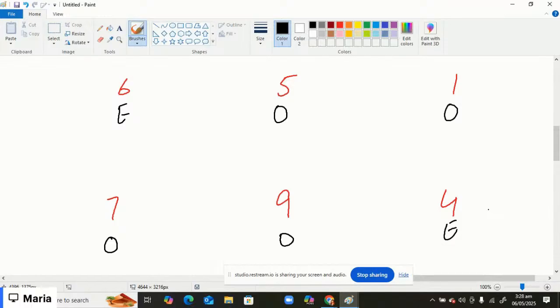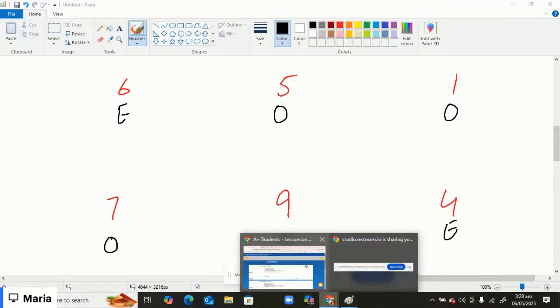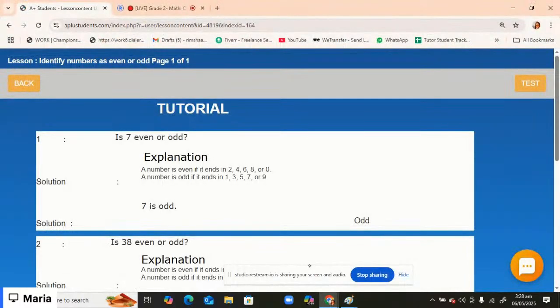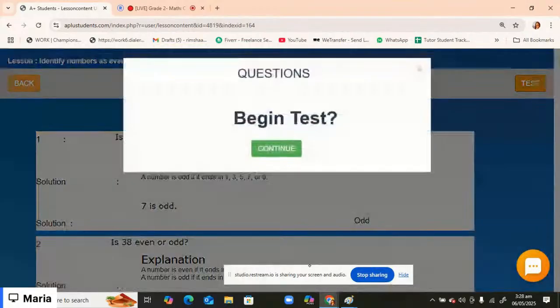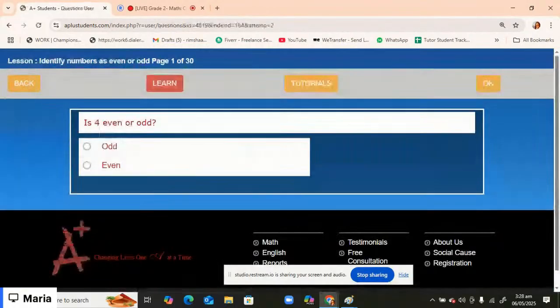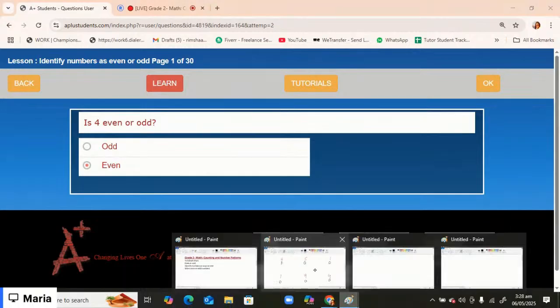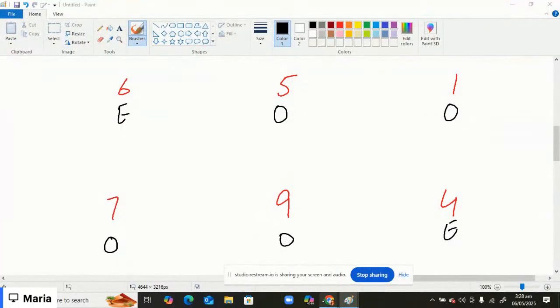Hope you guys understand this lesson. Now let's start the test questions. 4 is even or odd? Everyone tell me in the chat. This time I'm not telling you. Already solve it. That is even. Okay, look. We already solve it here. That is even.